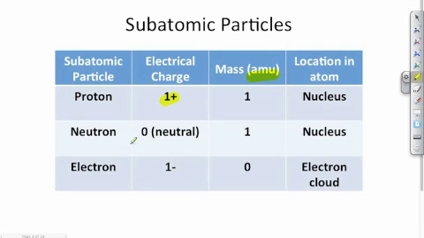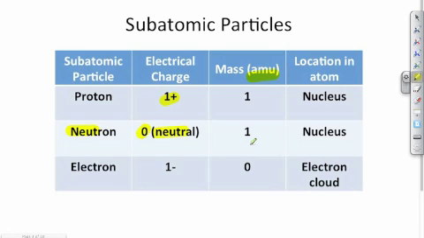The neutron, as its name implies, is neutral. And neutral means no net charge, or a charge of 0. Now it also has a very similar mass, a mass of 1 AMU, and of course we know that it's found in the nucleus. Now that leads us to the electron, the third and final subatomic particle we're going to discuss in this lesson.